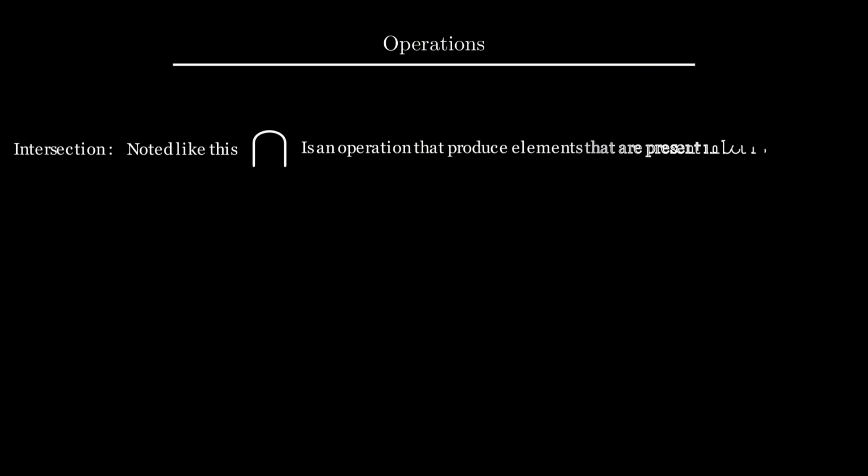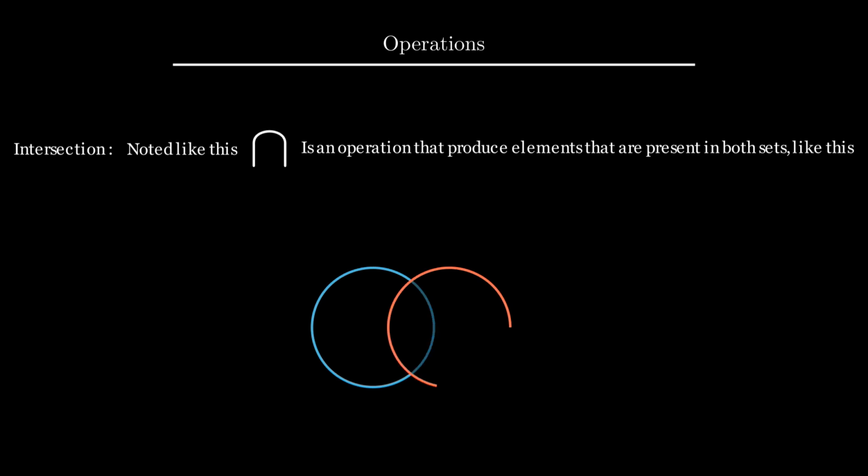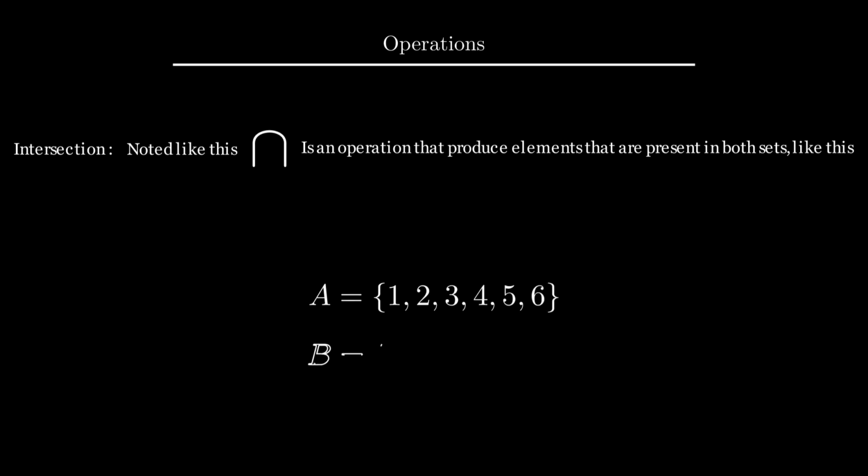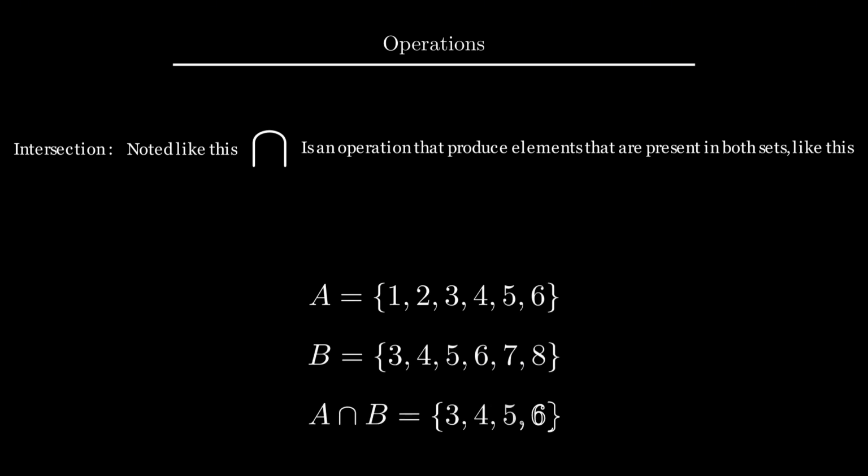We also have the intersection, and it is used to know what objects two sets have in common. For example, two circles A and B have the intersection in common as they are overlapping each other. It is denoted like this, and the result of that intersection is all the digits A and B have in common, so 3, 4, 5, and 6.